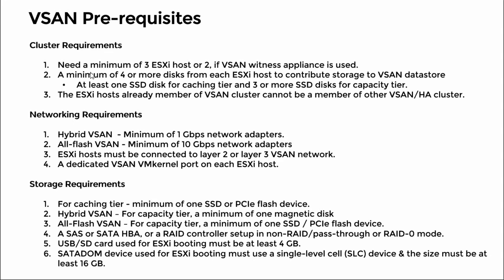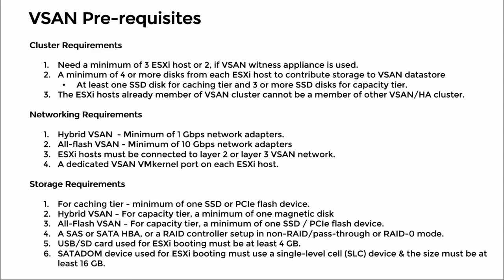Coming to cluster requirements, the vSAN cluster must contain a minimum of 3 ESXi hosts, or 2 ESXi hosts if vSAN Witness appliance is being used. In my lab demo, I'll be using 3 ESXi hosts to build the vSAN cluster. These ESXi hosts must contribute storage from their local disks, and a minimum of 4 disks must be contributing to the vSAN data store. In those 4 disks, at least one of them should be an SSD disk for caching, and the remaining disks can be capacity disks. And ESXi hosts which are already a member of a vSAN cluster cannot be a member of other vSAN or HA clusters.